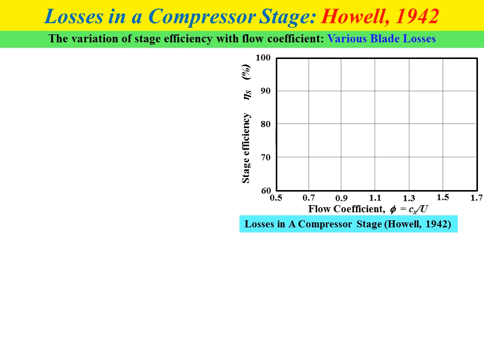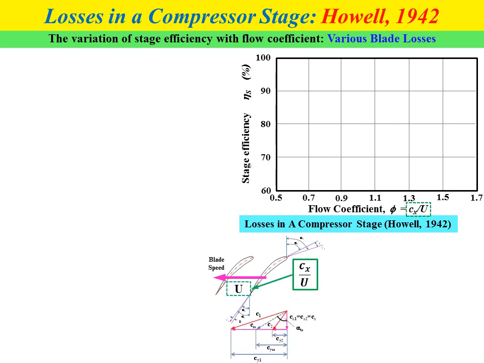So this is the result obtained in terms of a graph by Howell 1942, where he obtained the losses in the compressor stage. The graph shows the relationship between stage efficiency and flow coefficient, considering different types of blade losses. The flow coefficient, with symbol psi, is equal to Cx over U, where U represents the blade speed and Cx represents the axial flow velocity.